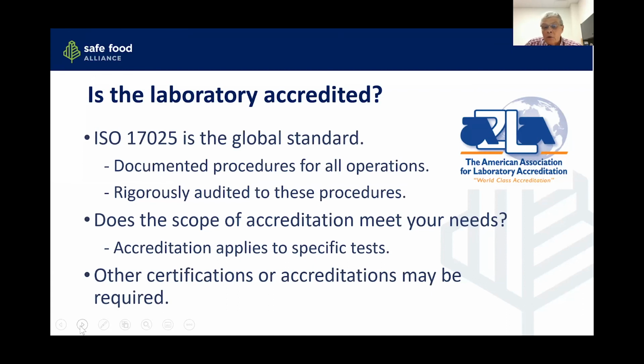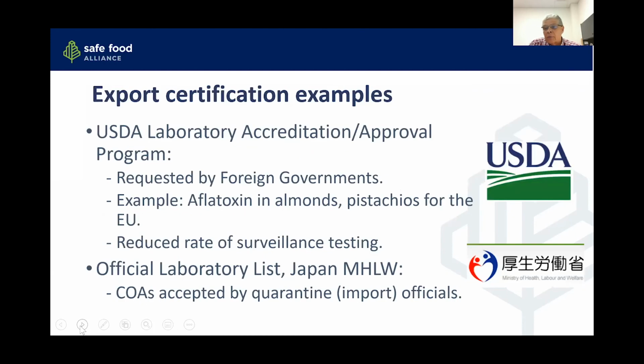There may also be other certifications or accreditations that are required as well. These are some export certification examples that I know we have in our own laboratory. For example, USDA has a laboratory accreditation approval program. This is often requested by foreign governments for specific commodities to address specific issues. For example, aflatoxin in almonds and pistachios bound for the EU.